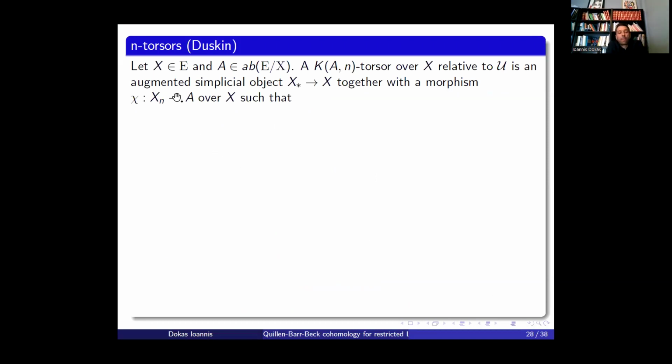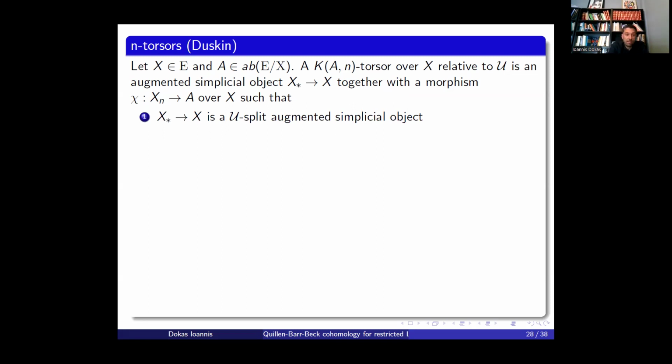So we take X, an object in our monadic category, and A, a Beck X module, or in other words, an abelian group object in the slice category. Then a Kn torsor over X relative to U is an augmented simplicial object, as you see here, together with a morphism, chi, from Xn to A over X, such that some conditions are verified. I will give these conditions without many details, but there are 4 conditions.